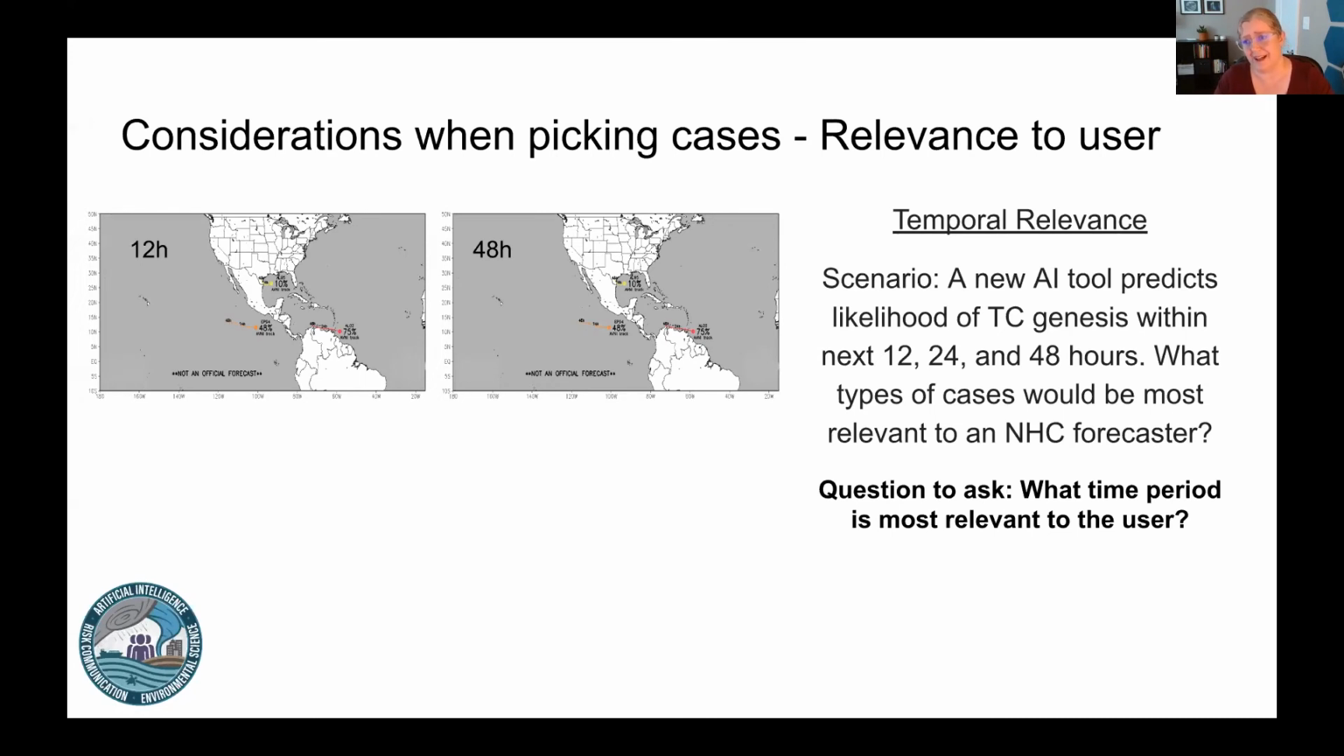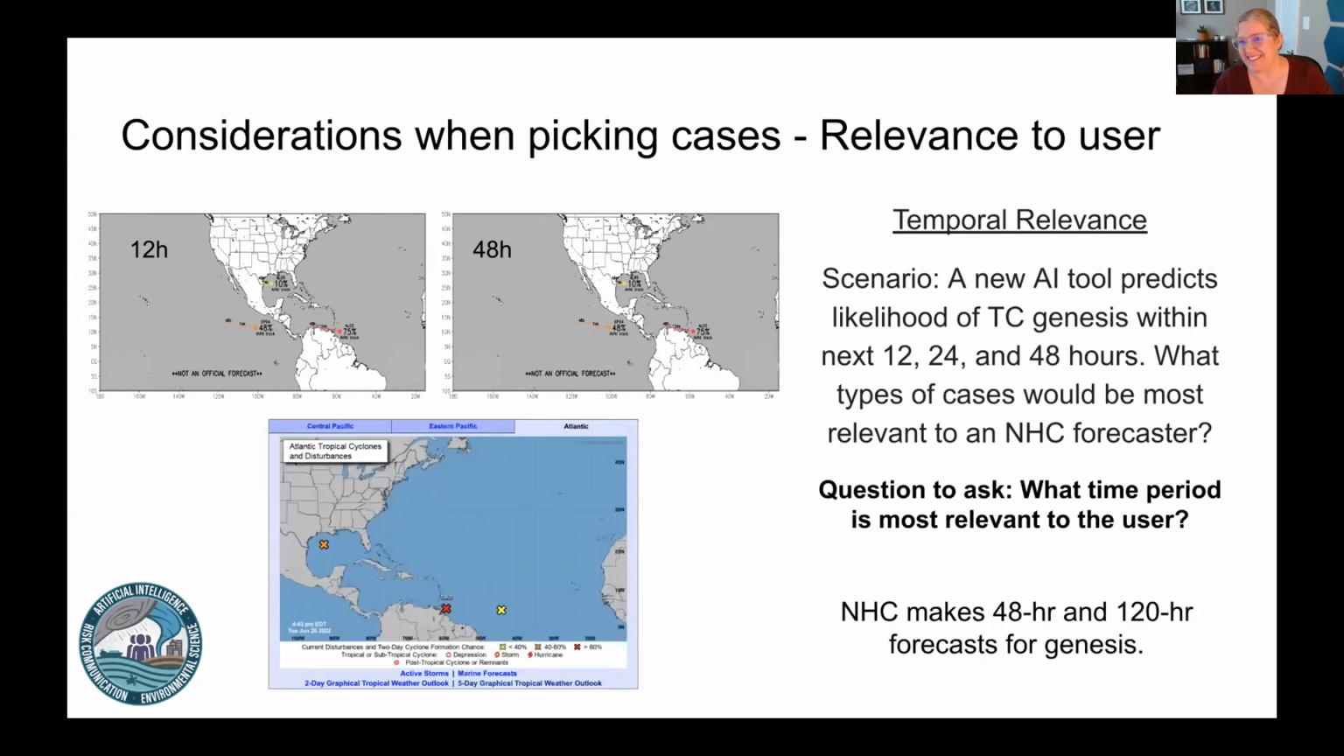Next slide. I'm not going to make you guys answer these. It may not be knowledge to all, but National Hurricane Center forecasters make forecasts for TC formation out to 48 hours, so 2 days, and 120 hours, so 5 days. This is important to know, because they may not have as much interest in seeing how well your model predicts cases in the next 12 or even 24 hours. They might really be most interested in that 48-hour prediction.